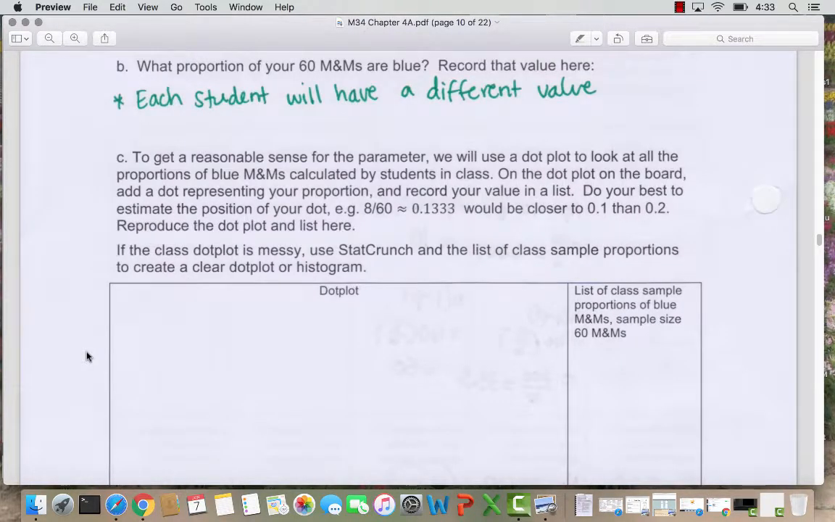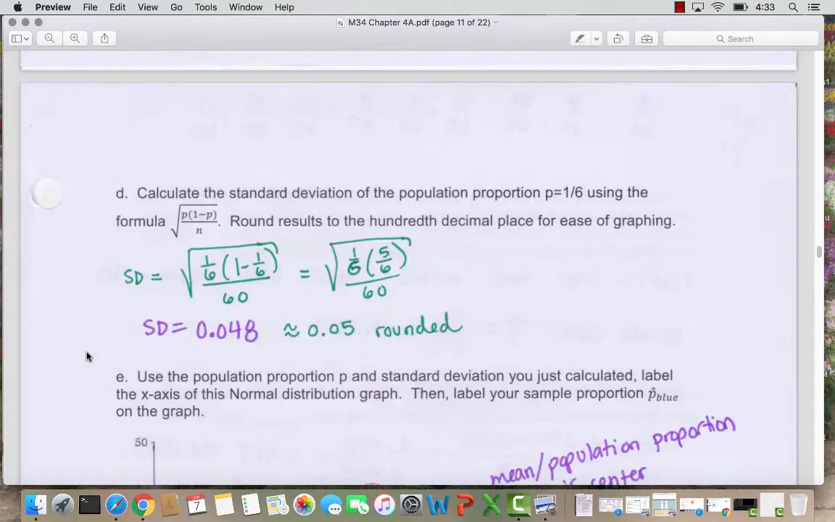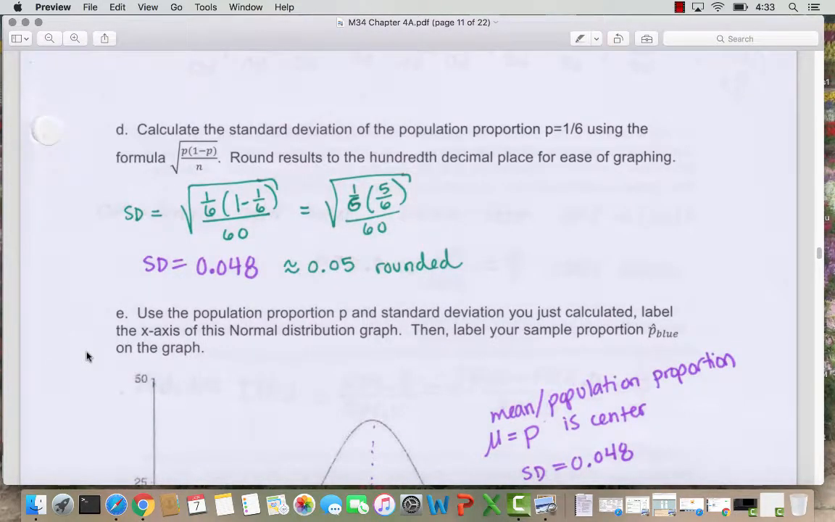So then we could do a dot plot of the whole class's values. On the next page, I've gone ahead and done the standard deviation calculation. So you can think about a dot plot, we'd expect it to be centered close to 0.2 or 0.1 if the population proportion really is 1/6.